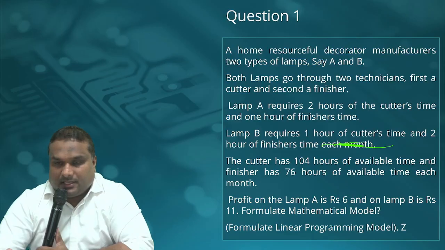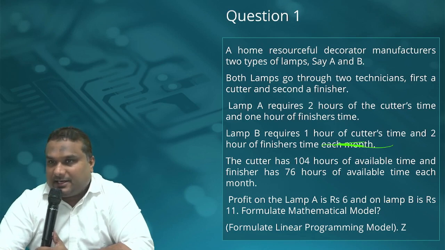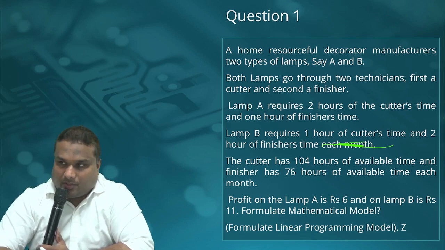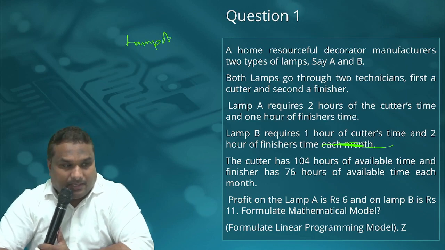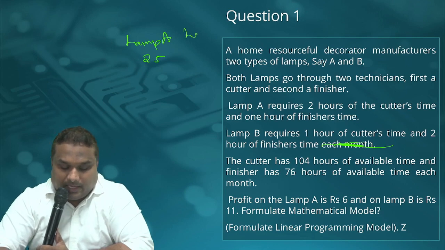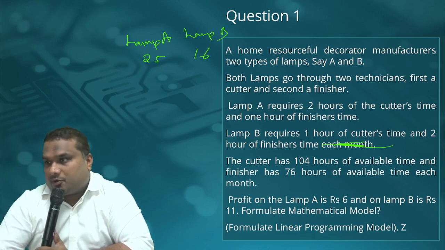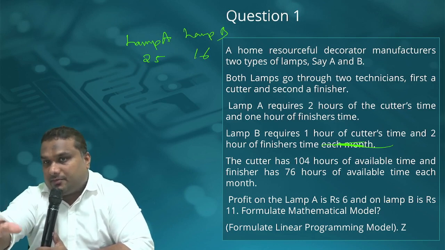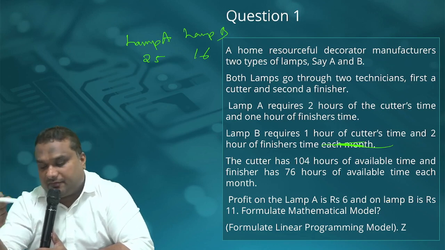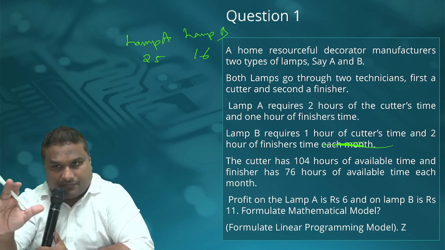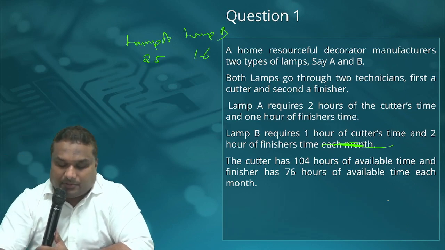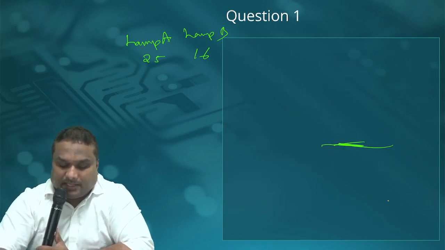Correct? Now, my dear friends, in a linear programming problem, you need to tell an answer. You need to make lamp A 25 units and lamp B 16 units, so that your profit is 800. I'm just saying, not by calculating, just a mere figure: 25 into 6, 16 into 11 is the profit. So if you are producing like this, your total profit is 800 rupees.